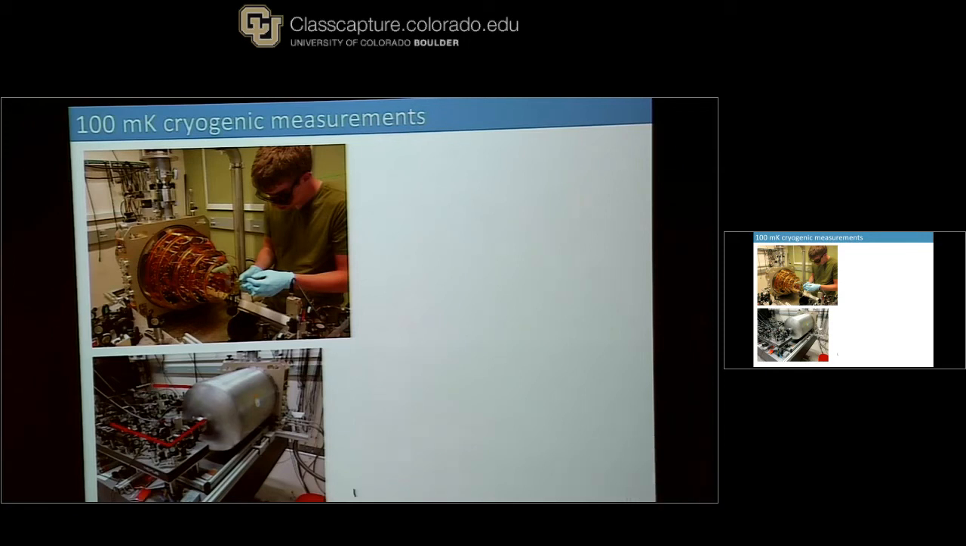Okay. And you also don't have to put actuators at the bottom of the dilution refrigerator. That's another practical element. We can just use the mirrors that are over there and then steer into the optical cavity.